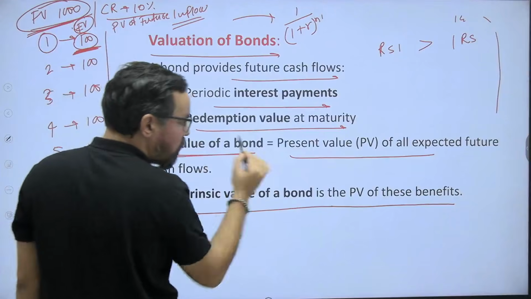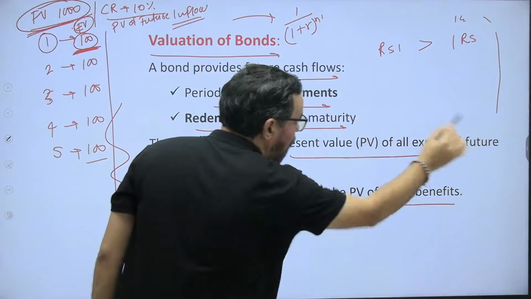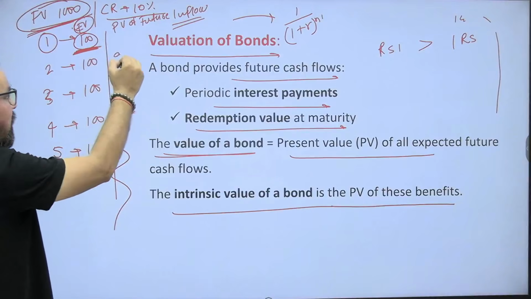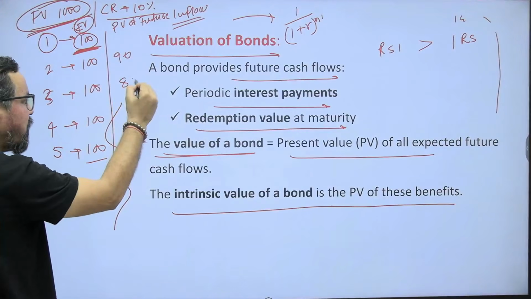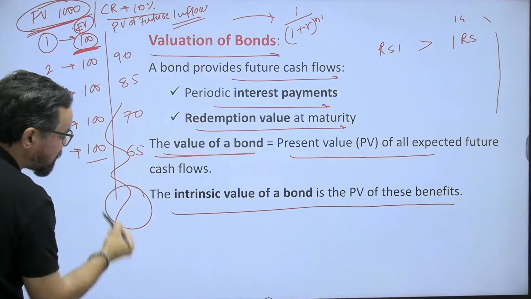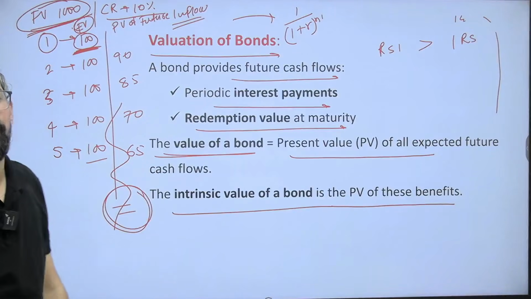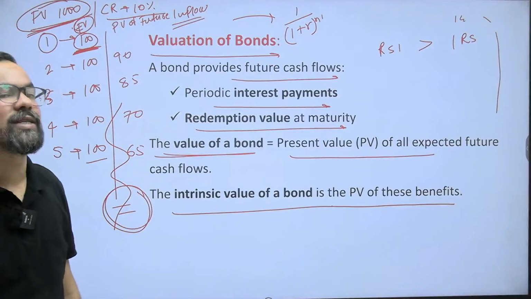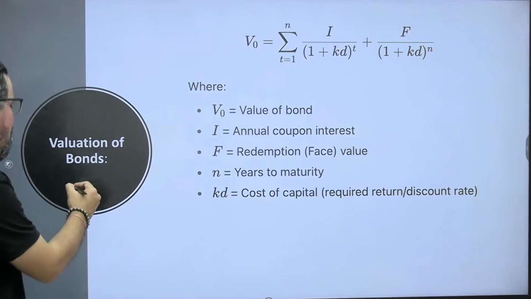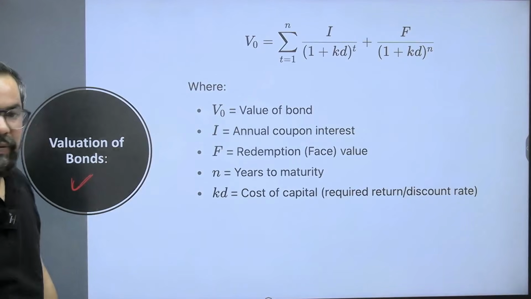So the value of a bond is the present value of all expected future inflows. If you calculate, let's say it is 90 rupees, 85 rupees, 70 rupees, 65 rupees. So this is the present value of the inflows from this particular bond. That is the case. So how do we calculate, how do we actually do the valuation of a bond? We have a formula.